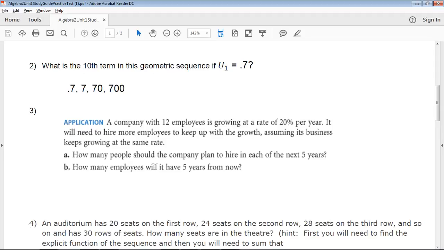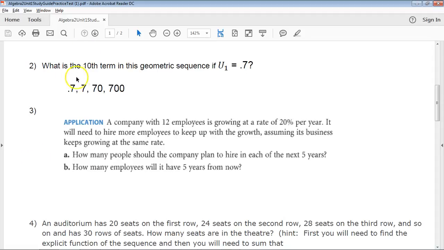So let's see, what's next? Oh, what is the 10th term in this geometric sequence if U sub 1 is 0.7? So we have 0.7, 7, 70, 700. Now this question gave you that it was a geometric sequence, so obviously we're multiplying by the same number each time. The numbers are getting bigger.